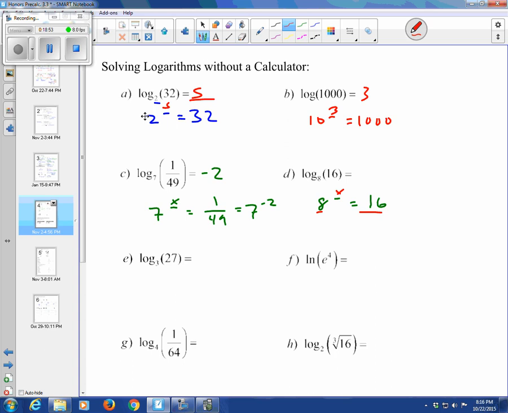Well, I know 8 is going to be 2 cubed, so I could call this 2 to the 3x. And I know that 16 is 2 to the 4th. Since these two sides are equal, I can set the exponents equal: 3x equals 4, and solve for x, which would be 4/3. What we're saying is I would have to raise 8 to the 4/3 power in order to get 16. And that's how we would solve this one out.